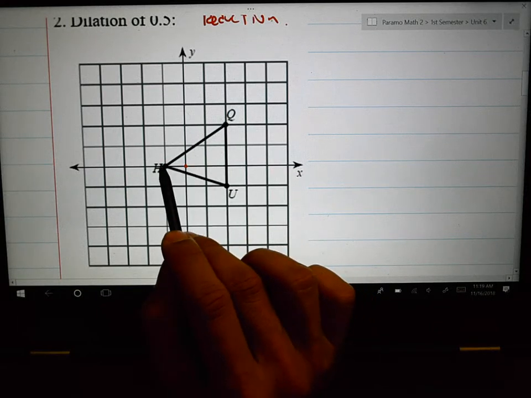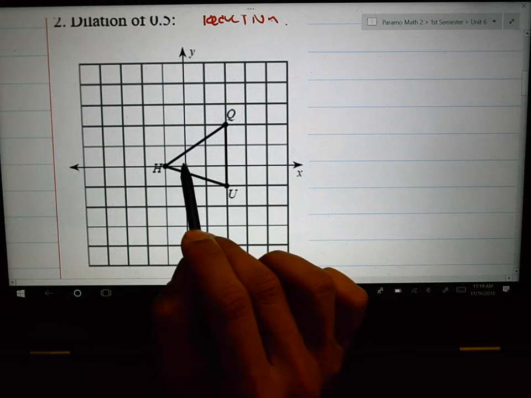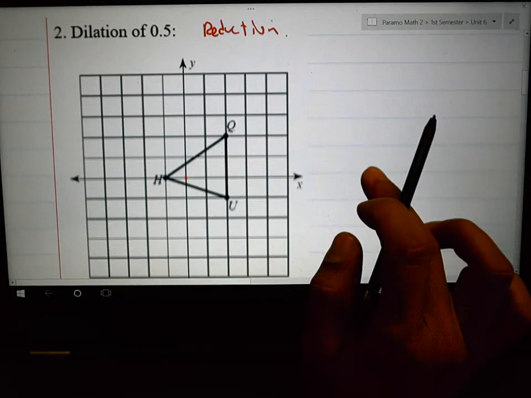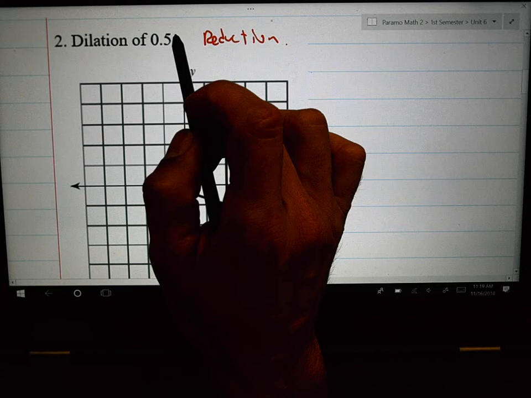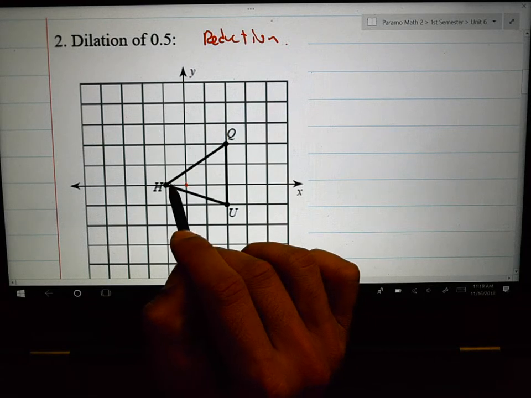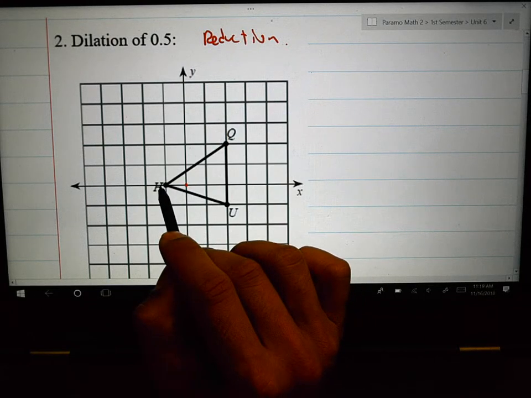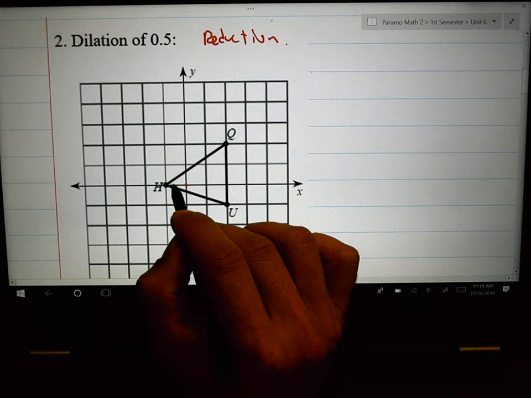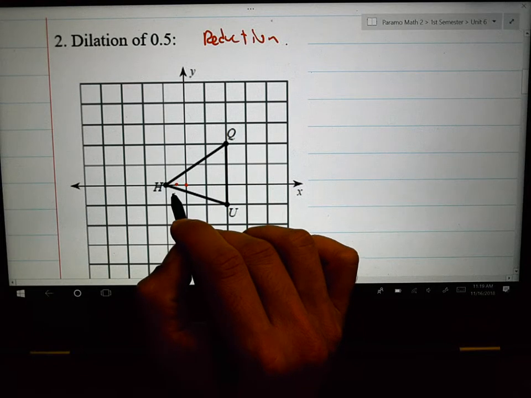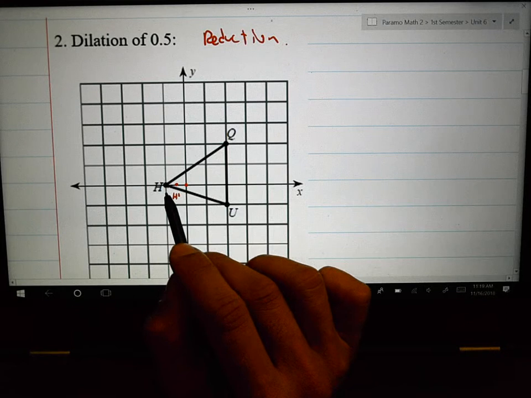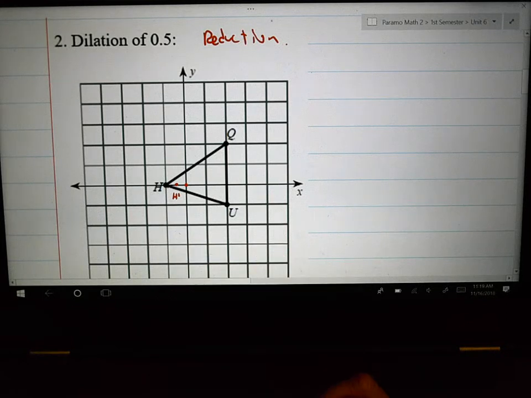It's 1 unit to the left, 1 unit horizontal. And I need to dilate it by a half. Meaning, instead of going over 2 here, 1 full space, I need half of that. H prime is going to be right here. You just take half the distance.